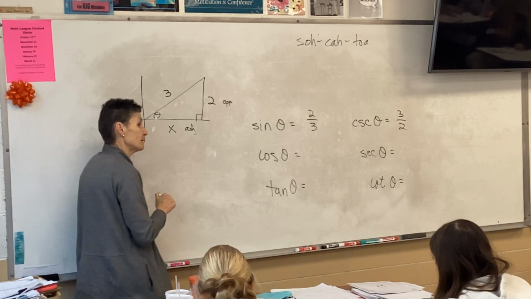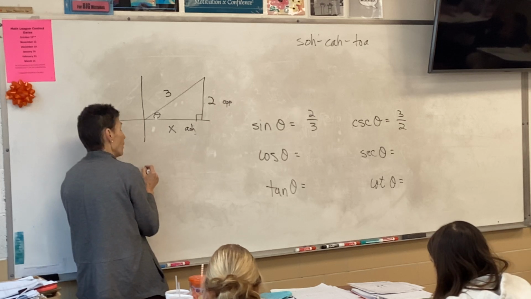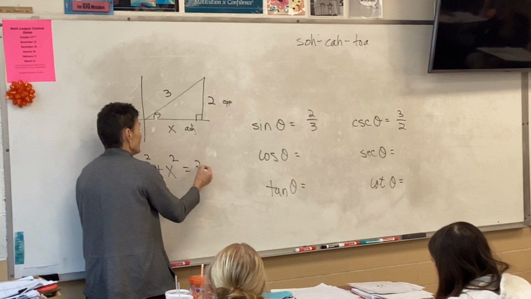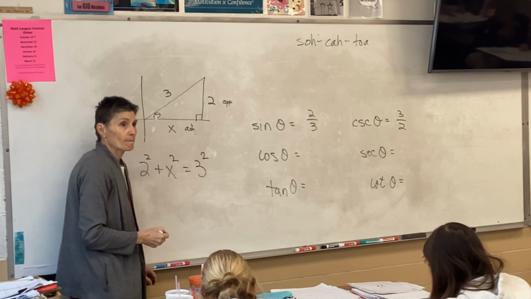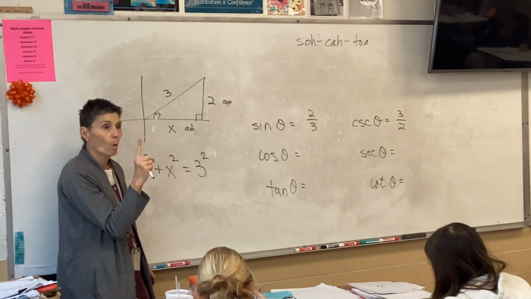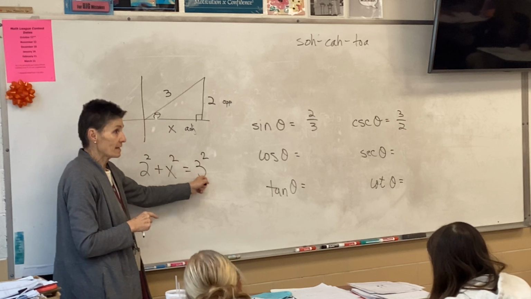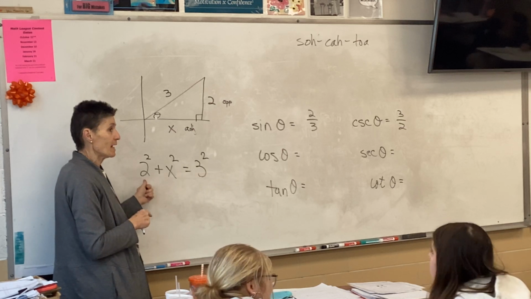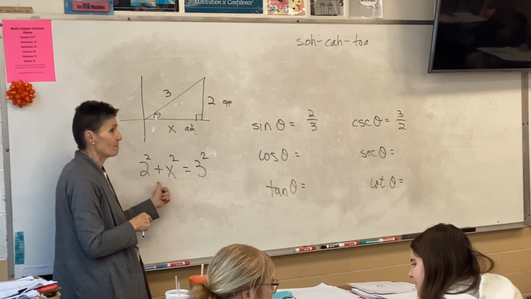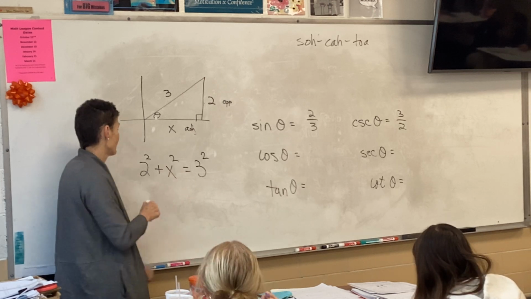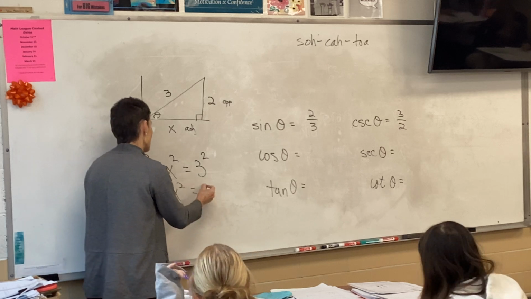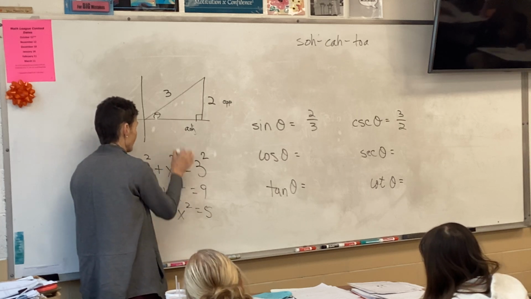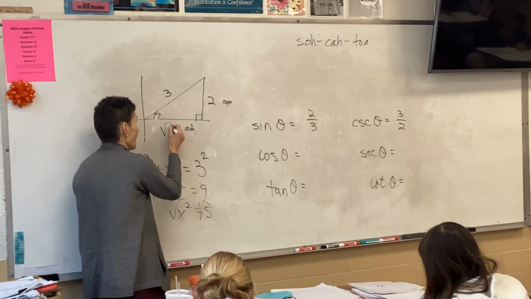So what's my Pythagorean theorem gonna look like? 2 squared plus x squared equals 3 squared. In the Pythagorean theorem, one number is by itself. That number has to be the hypotenuse. Could this be x squared plus 2 squared? Yes, that doesn't matter one bit, the order. All right, so 4 plus x squared equals 9. Looks to me like x is gonna equal the square root of 5.